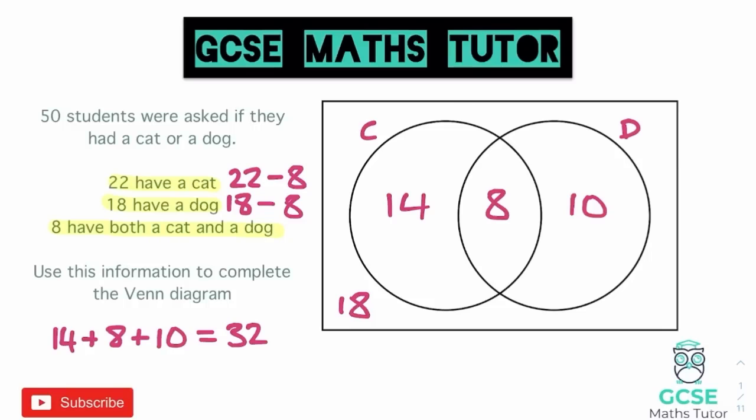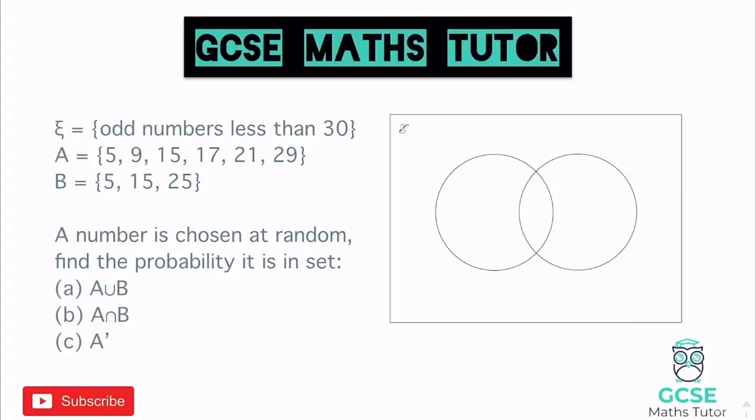Okay, so that's one type of question that you can have where we've been told what goes in the middle in the crossover section, in the intersection. So let's have a look at one that's slightly different. And to be honest, before we start, we need to just have a look at this little symbol here. This just means the universal set. It just means all the numbers that are going to go inside this Venn diagram somewhere in there.